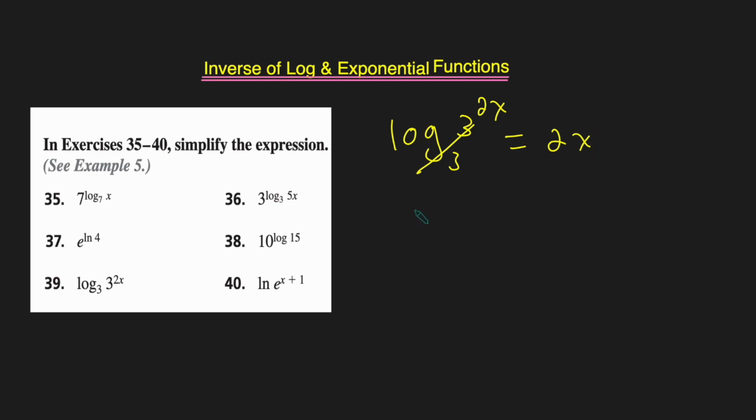And number 40, the natural log, e to the natural log of x plus 1. These are inverses, they cancel each other, and we end up with x plus 1.